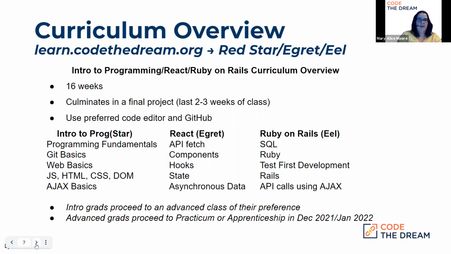All of the courses culminate in a final project. In the last 2 to 3 weeks of each of the 3 types of classes, there is a final project where they hone all of the skills that they've learned over the 16 weeks and implement them in some type of sample product. For Rails, it would be implementing something that has server-side data that you're pulling, and they have the option to deploy it through Heroku. For Egret, they would build something in React that would function with all of the components and hooks. And then for Star, they build a basic portfolio website to showcase the HTML, CSS, and JavaScript skills that they've learned.